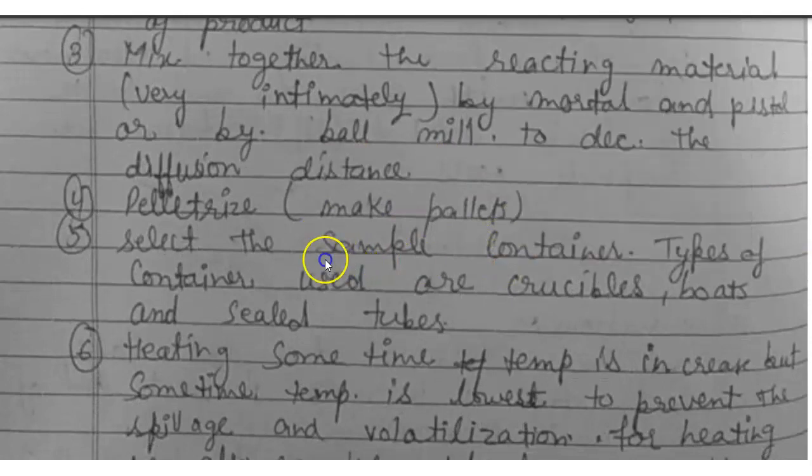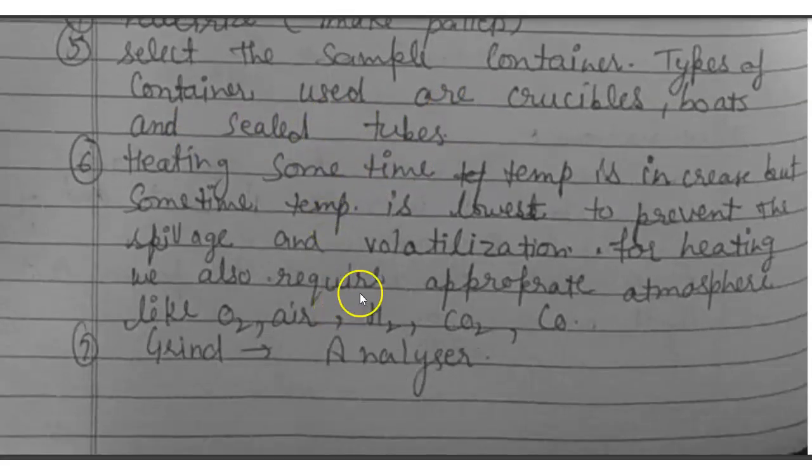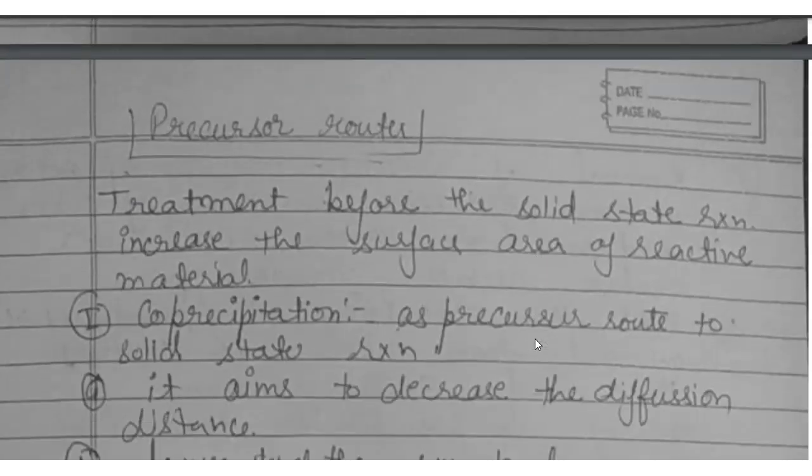Now fourth, make pellets. Now select the sample container. Types of container used are crucibles, boats and sealed tubes. For heating, sometimes the temperature is increased slowly, sometimes the temperature is kept lowest to prevent spillage and volatilization. For heating, we also require an appropriate atmosphere like oxygen, air, hydrogen, carbon dioxide, carbon monoxide, brine, and ammonia.